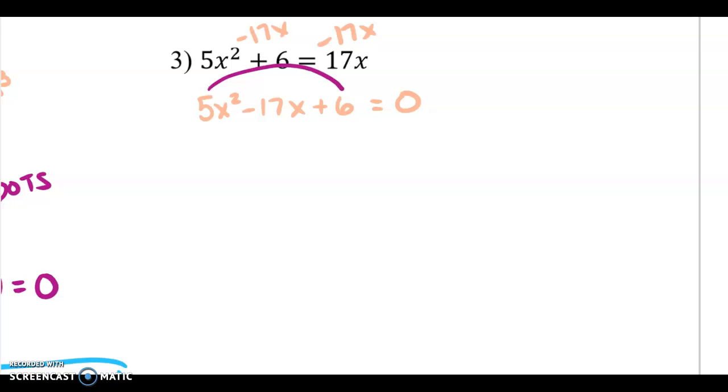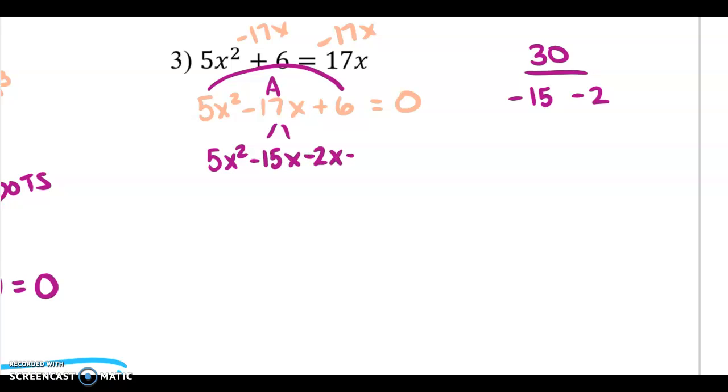So I'm going to do 5 times 6, which gives me 30. I need 2 numbers that multiply to 30 and add to negative 17. So that's going to be a negative 15 and a negative 2. 2 negatives will give me a positive 30, but when I add them together, I get the negative 17. So 5x squared minus 15x minus 2x plus 6 is equal to 0.